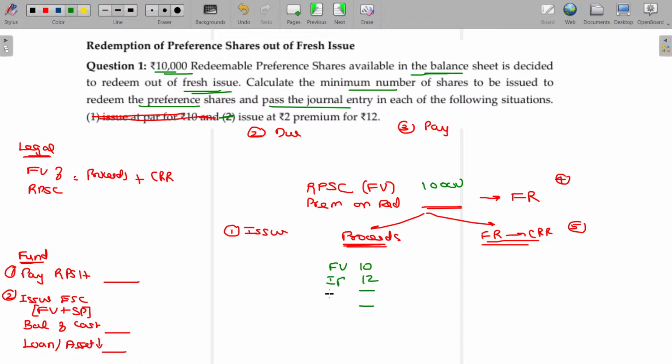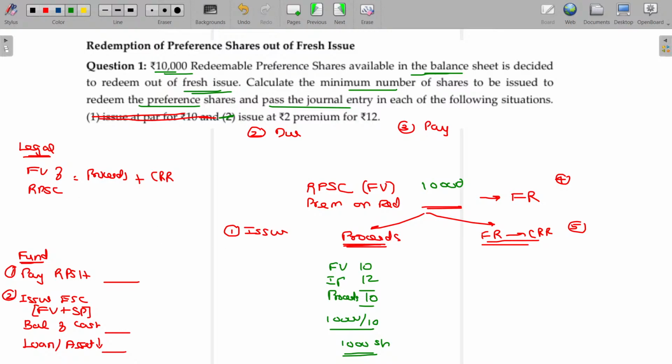Then what is the proceeds here per share? Proceeds being 10 only, excluding securities premium. We should not include the premium. So proceeds per share being 10. How many shares do we have to issue to make the proceeds available to redeem this? I am in need of 10,000 rupees to redeem this. For every share, I can get 10 rupees proceeds. So 1000 shares to be issued. Is that okay?